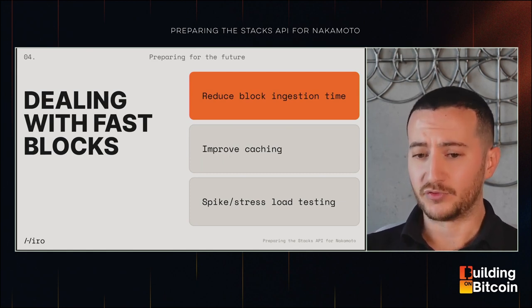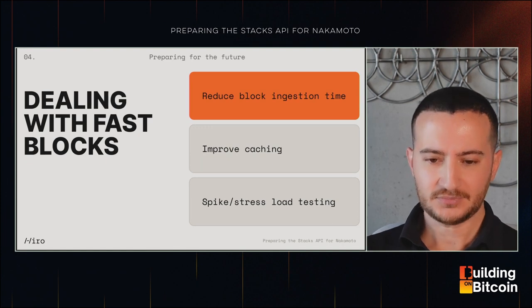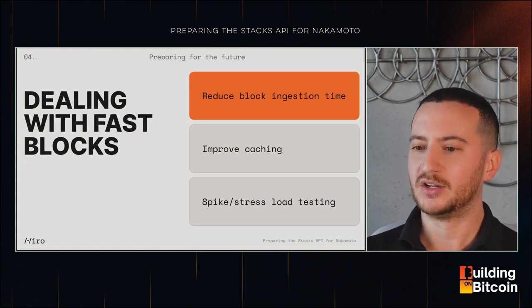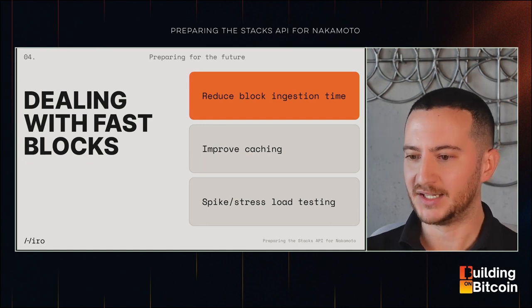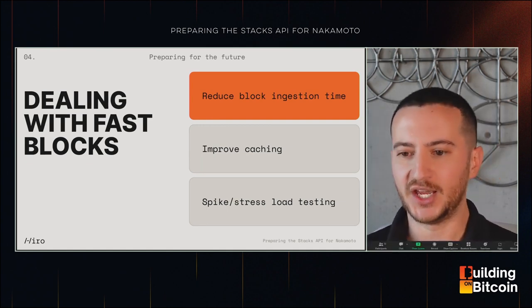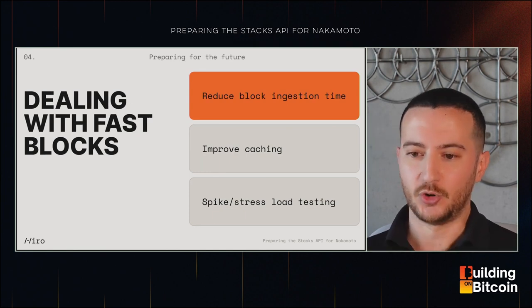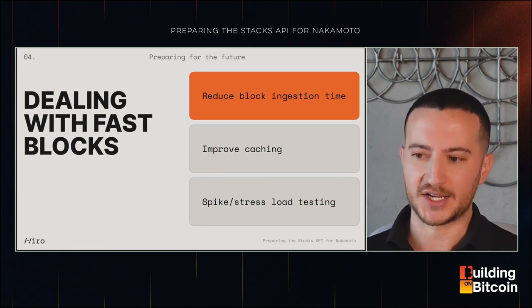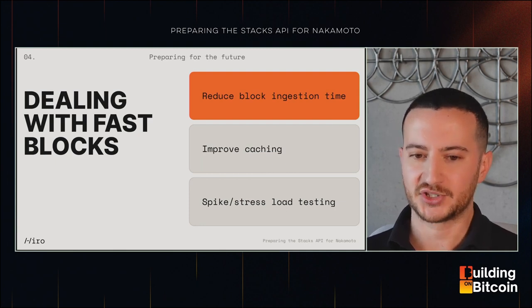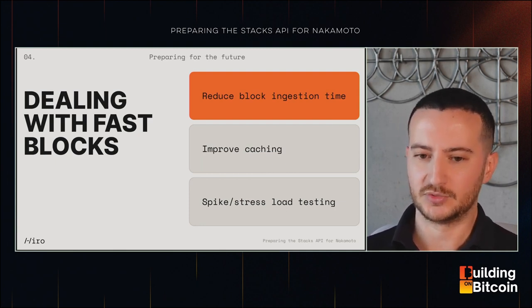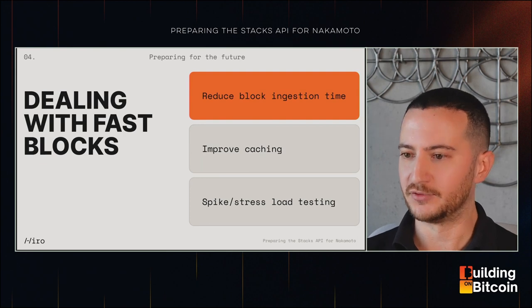We also have to improve caching by a lot, because once every block comes, most of the cache that we have in place gets invalidated, right? Because the state of the chain has now changed. So a lot of balances and a lot of transactions get confirmed, and that means that most of the cache has to be revalidated for users to get accurate information.